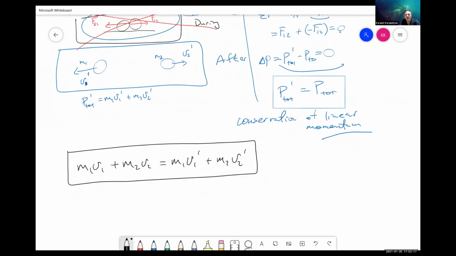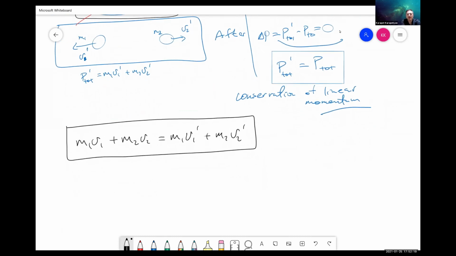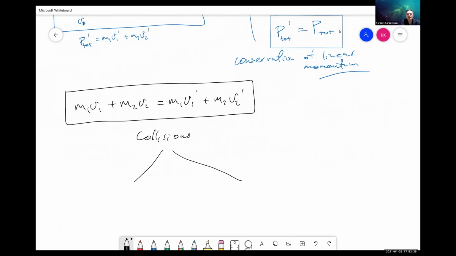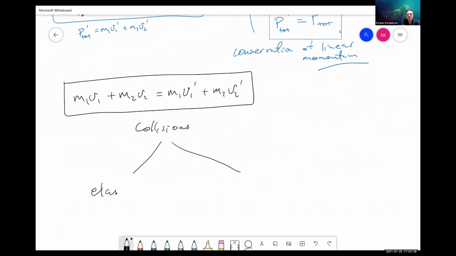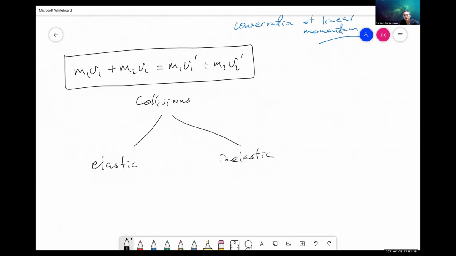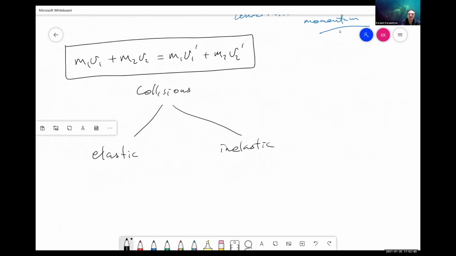All right, so from here, we can look at collisions, because there are two types of collisions: elastic and inelastic. And there are some similarities between those collisions. The similarity is that momentum is conserved. That means P total prime is equal to P total for both of those.